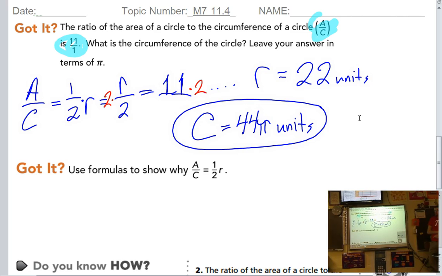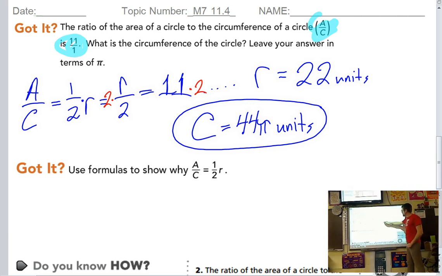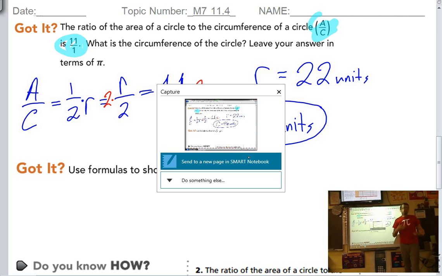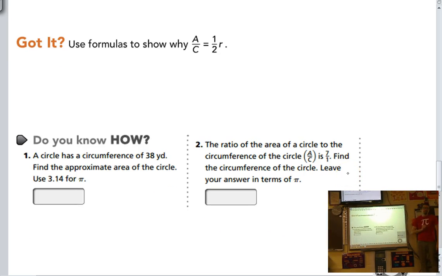So now, is there a way to show that area divided by circumference equals half r? As we get further up into your mathematical career, one of the things you are going to be asked to do is prove things. We believe this is true, and we've shown that it is true, but we need to make a proof of it. There are proofs of why the circumference formula works, and proofs of why the area formula works. We need to make a proof for why this formula works.